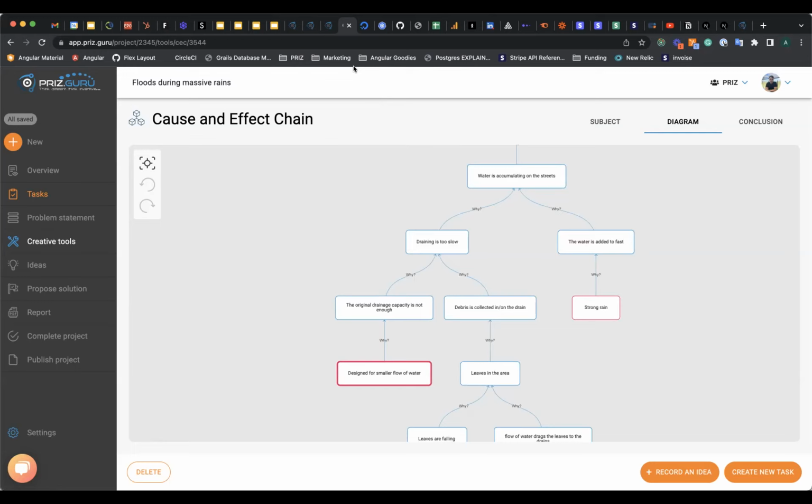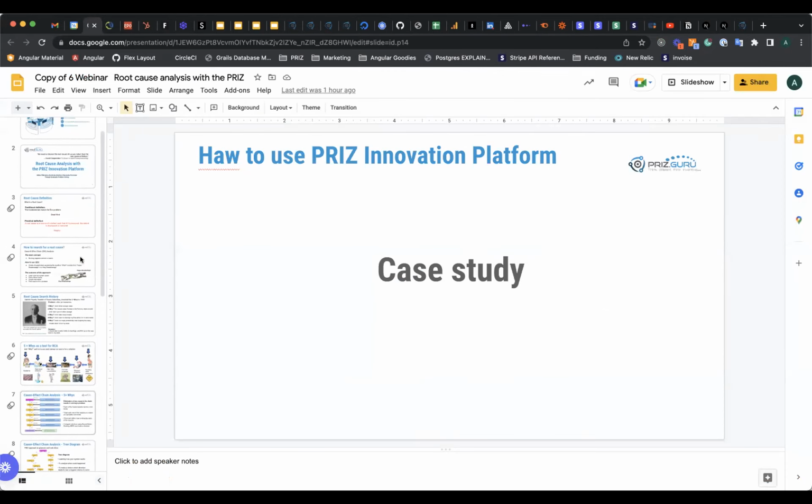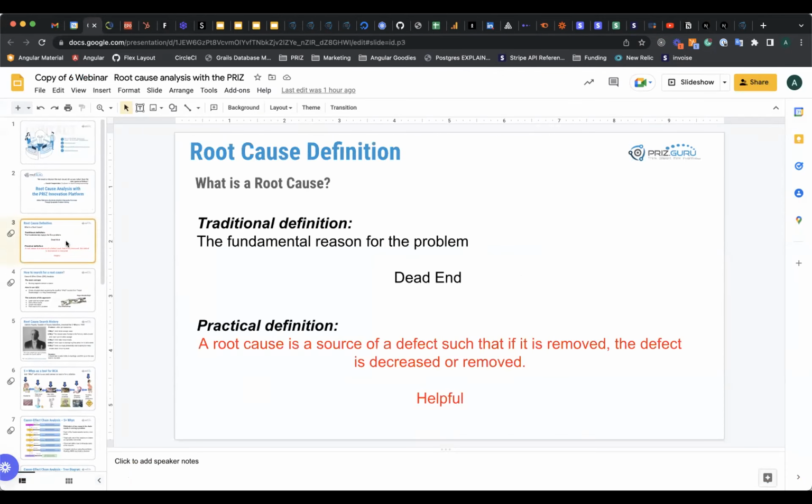Yeah. And if you don't mind, one more question. If you can go to the definition of the root cause, to the slide with the practical definition. I have some concern with the definition. So you say a root cause is the source of the defect.